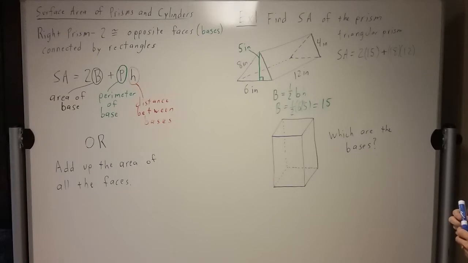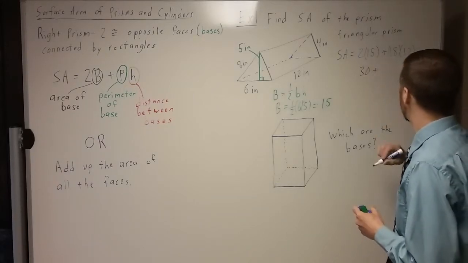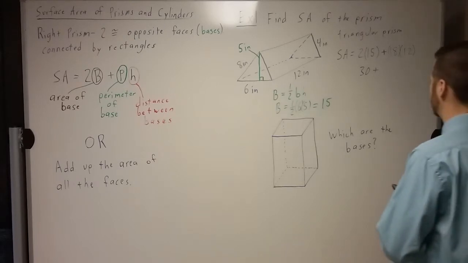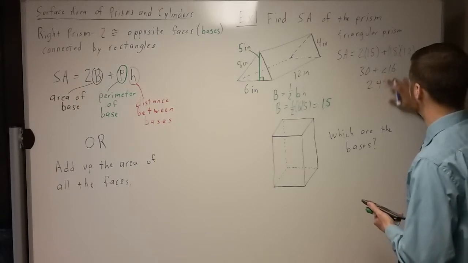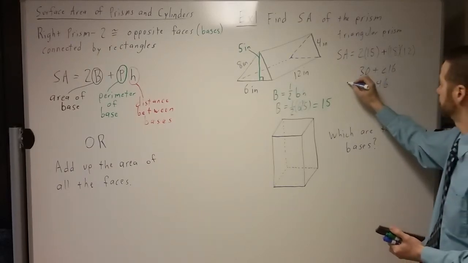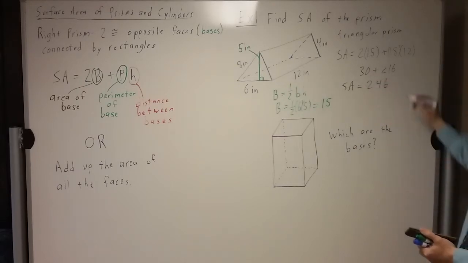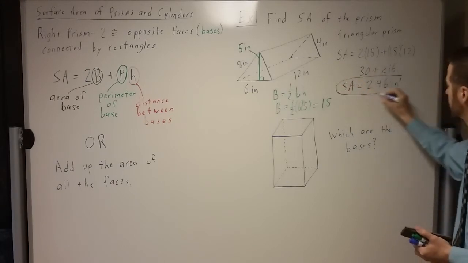So now we just need to do a little bit of math here and figure out what we get when we add all this together. And so this part's 30, and then 18 times 12, that part right there is 216. And so this means we've got 30 plus 216, and so in other words, we've got 246 is our surface area. Now, for the units on here, remember we're talking area, and so these were all measured in inches. So this is 246 square inches.